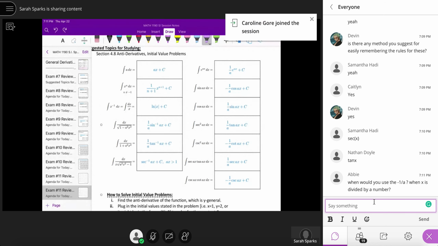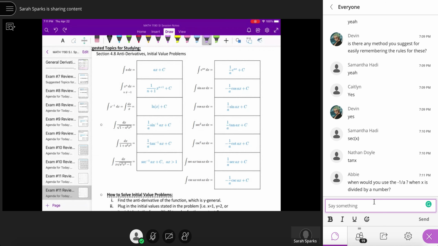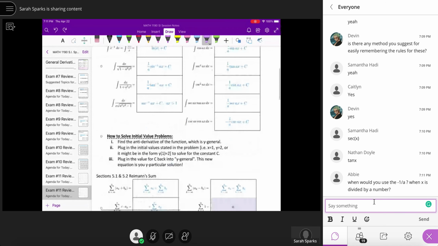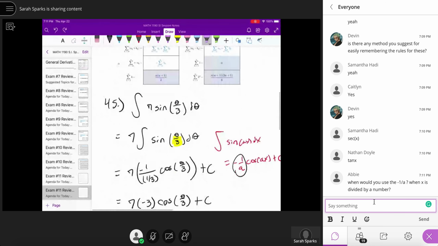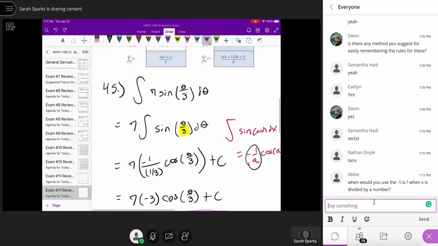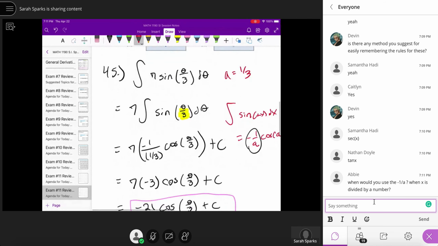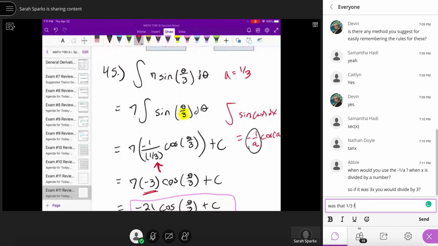when would you see the negative 1 over a when x is divided by a number? So we just did a problem right here where we had theta divided by 3. So 1/3 is what our a was in this problem. Our a is equal to 1/3. So we brought our 1/3 down under the a. And then we just use keep change flip to get that to a 3. So it's still a constant, it's just a fraction, it's just not a whole number.